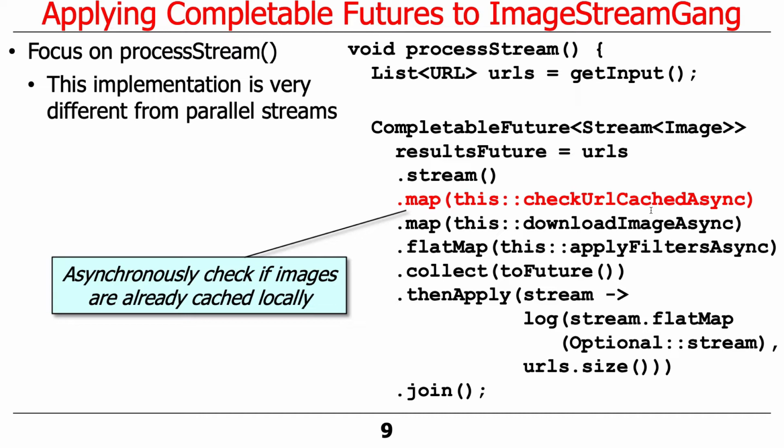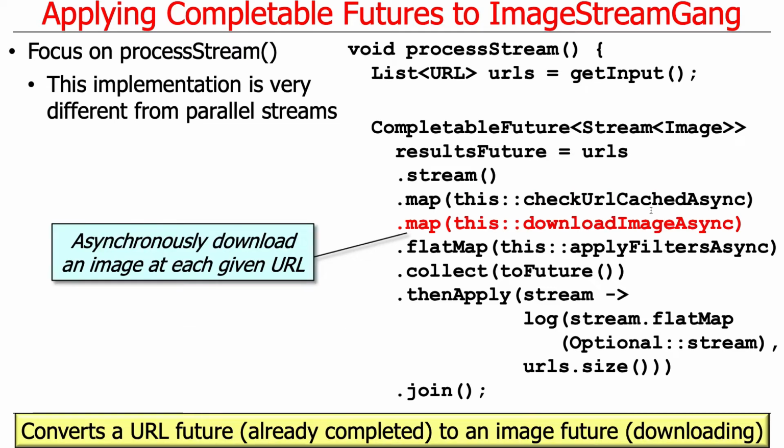That's going to end up creating a stream of optional URLs, and I'll explain why we use optionals here in a second. We then take the stream of optional URLs, and for anything in there that's non-empty, in other words, for all the ones that aren't cached, we're going to go ahead and download them asynchronously. That's going to return a stream of completable futures to optionals to images. And I'll explain why we have optionals to images there as well.